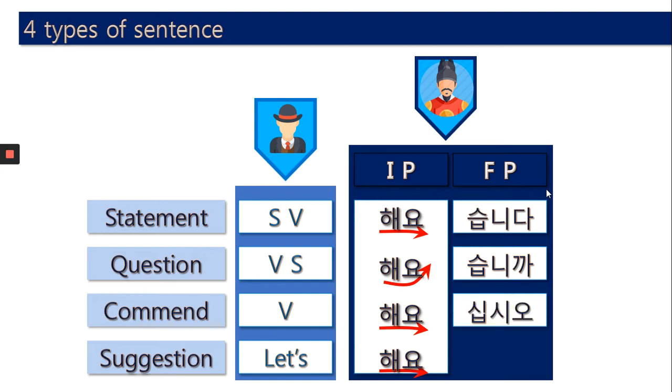And command, 십시오. We say 드십시오 or 가십시오. Suggestion, 읍시다. Let's eat. 먹읍시다. That's suggestion. So in summary, for informal polite, the final ending is the same depending on the type of sentence, but for formal polite, it changes. So today we are going to study formal polite statements and formal polite questions.